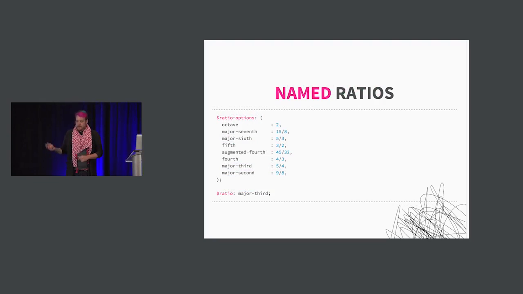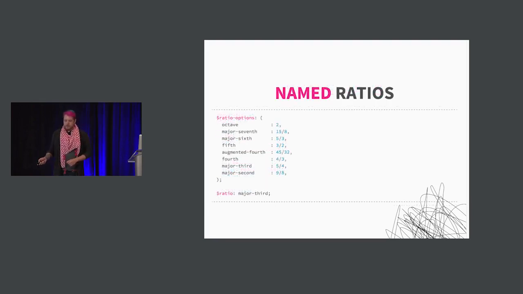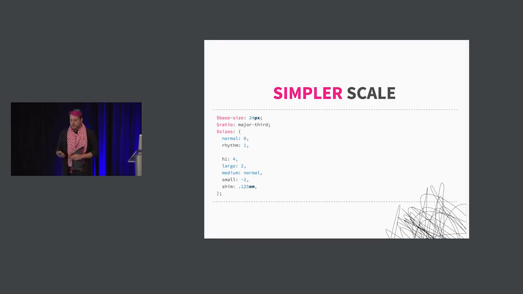But then I decided to add a named map of ratios so that I could call any ratio I wanted by name without having to think about what the actual math is behind it. So my ratio is now, instead of being 5/4, just major third. And that map does a great job of storing that information, and we can grab it all the same way. So now I'm down to just a base size, a named ratio, and my list of sizes.